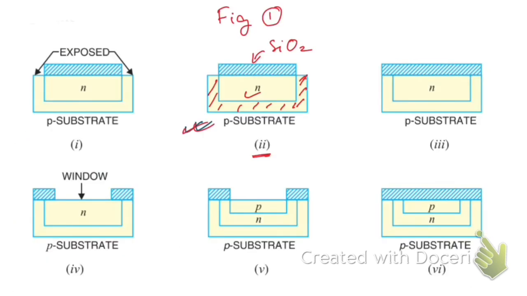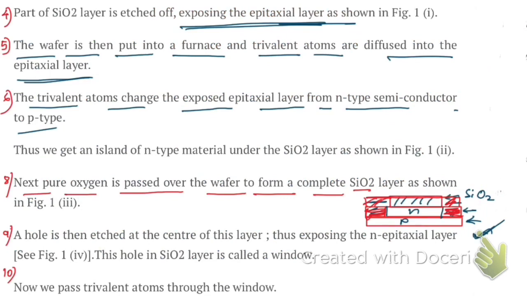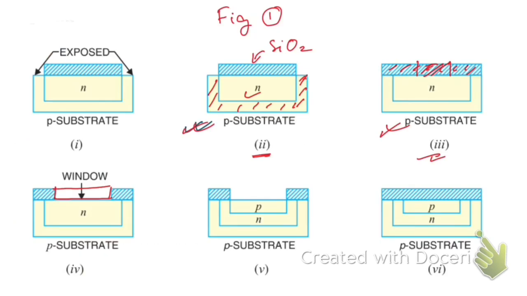Okay, so we have got this now. You see this figure. So this SiO2 layer is now completed. Again it is etched off to form a window. In the next step, it is etched off to form a window here. Then in the next step, we again pass trivalent atoms through the window. Through this window trivalent atoms are passed, so we have got a p-type region here within the n-type.